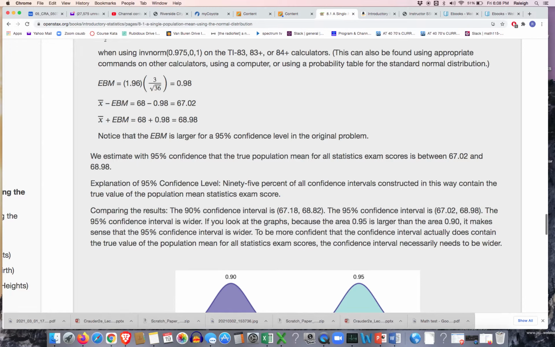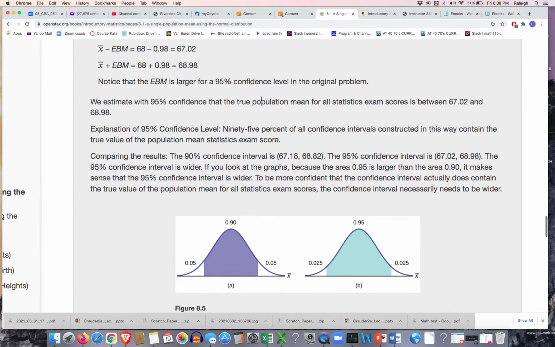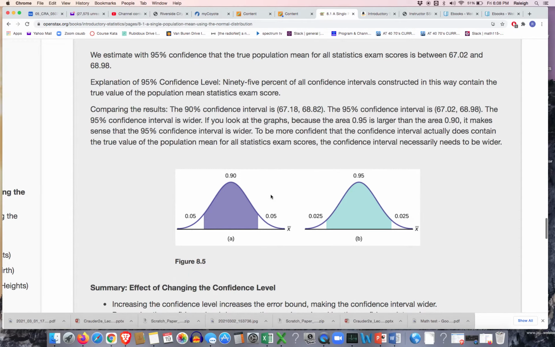Okay, by the way, because it's 95%, it's a larger margin of error. We only had 90 last time. Now it's 95. So this is going to be a little wider. And so that's 0.98. Before it was like 0.8 something. So now the interval is wider. They even have a comparison. This one was a little bit tighter with only 90% in the middle. The one we're looking at now has 95% in the middle, much more popular actually.